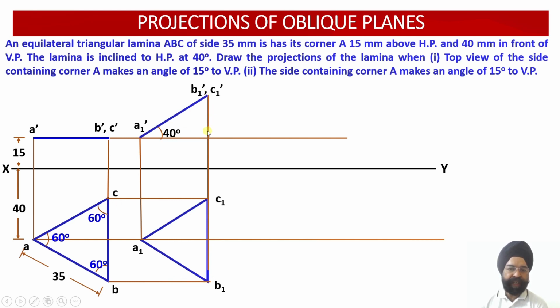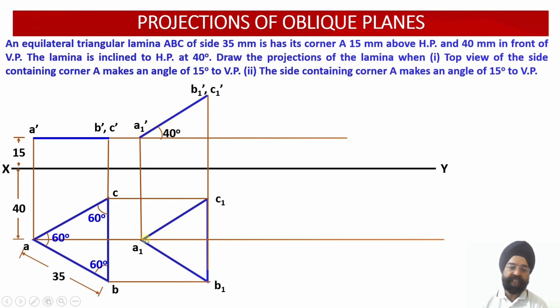Similarly point C1 dash, you draw the vertical projector through C1 dash, and then wherever it intersects with the horizontal projector through C, you get the location of the point C1. Now into this new figure you can observe that this is an apparent shape of the equilateral triangle. Why? Because the edge view of this equilateral triangular lamina happens to be inclined with respect to HP.